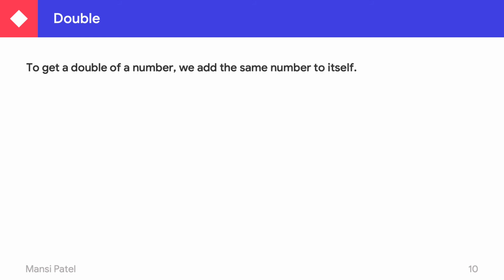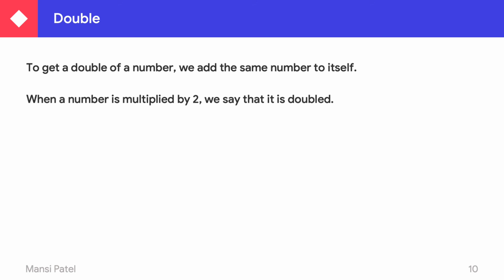Do you know what is the meaning of double? Let us see. To get a double of a number, we add the same number to itself. If we want to find out the double of any number, what do we have to do? We have to just add the same number to that original number. So we get the double of that number. Or in other words, we can say that when a number is multiplied by 2, we say that it is a double.